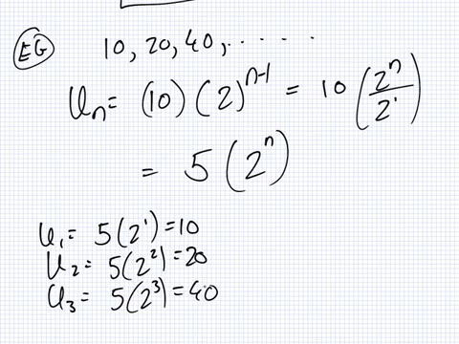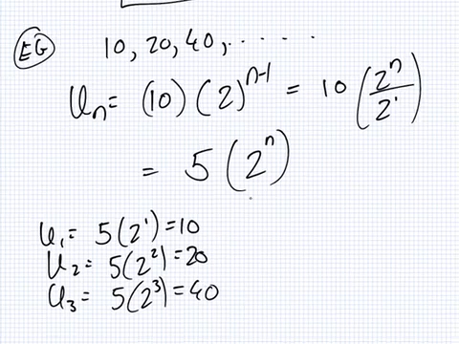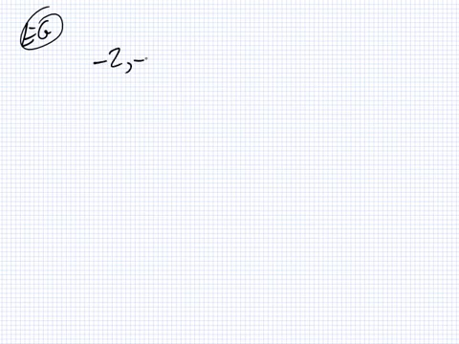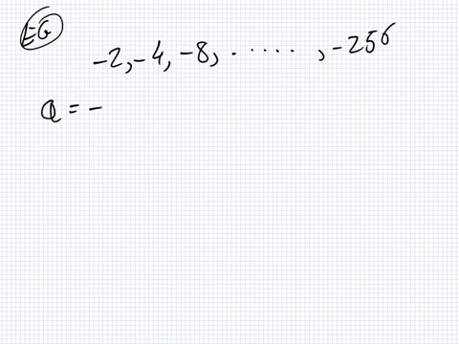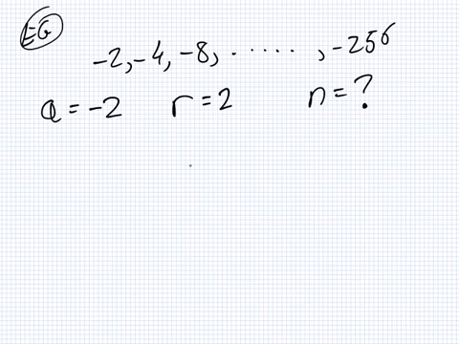Right. Let's have a look at another example. How many terms in this sequence? So here we know the a. What's the a? Minus 2. And the r? And the n? The way to find the n is the same as what we did in the last class. What was the trick here? This is how we can find the n, just like in the last class.